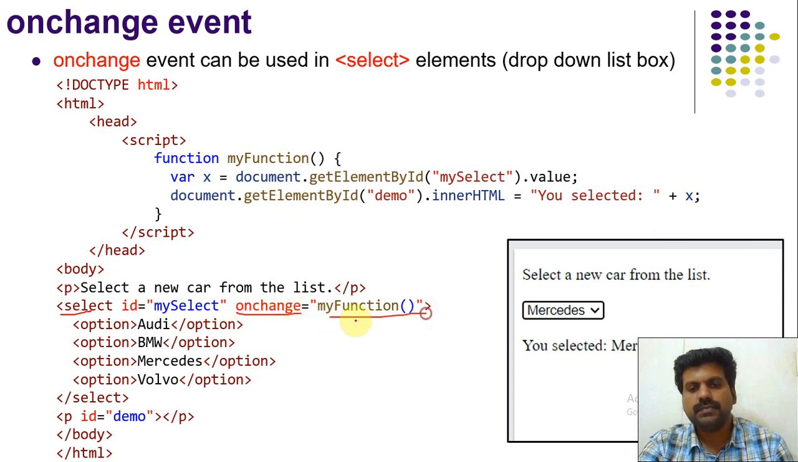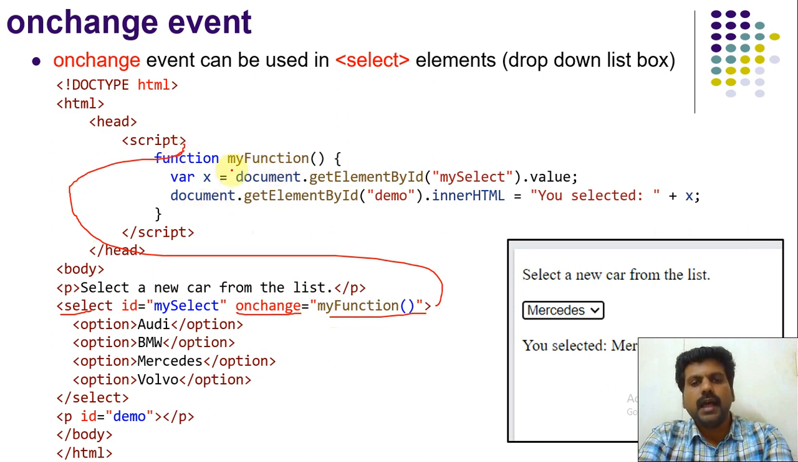We can call the function myFunction. This will call this myFunction, right? And here we can read the selected value with document.getElementById. What is the id I have given? mySelect, dot value, and it will be stored in a variable x, and this variable we can show in another div element, which is actually this one.